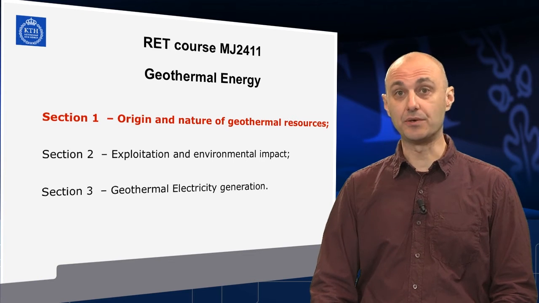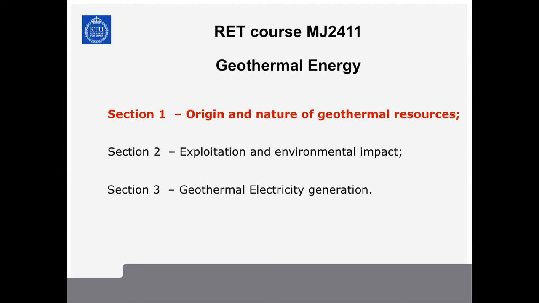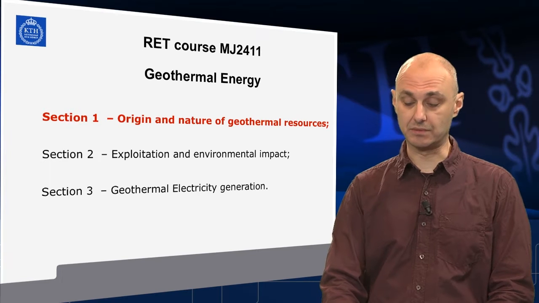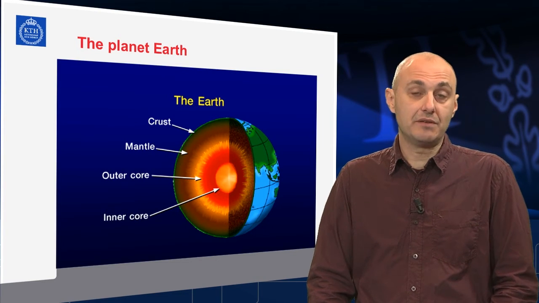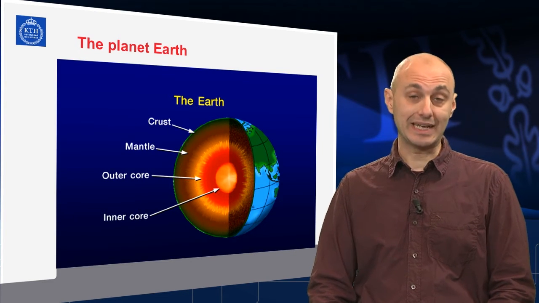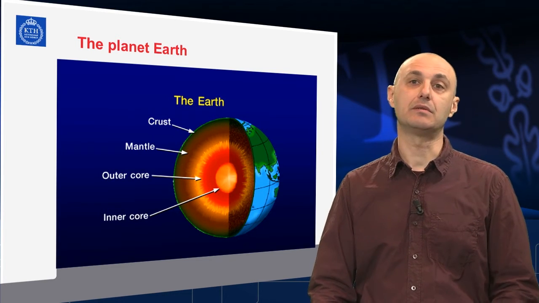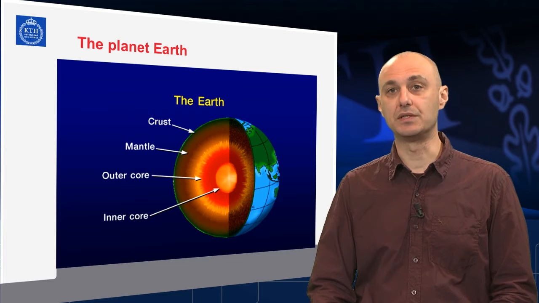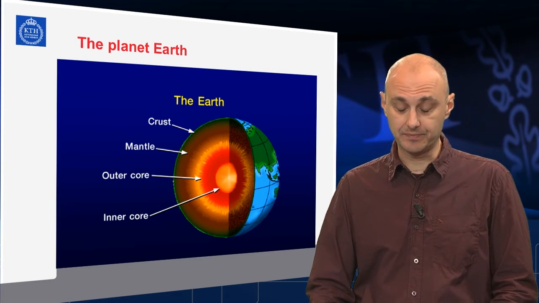There are only three parts of this lecture. First we will talk about the origin of geothermal resources, then we will shortly look at the environmental impact, exploitation methods, and finally the most interesting part, electricity production from geothermal resources. The goal is to have a very compact and quick lecture focusing only on the major issues. You are recommended to read additional sources if you need to look at the deeper details.